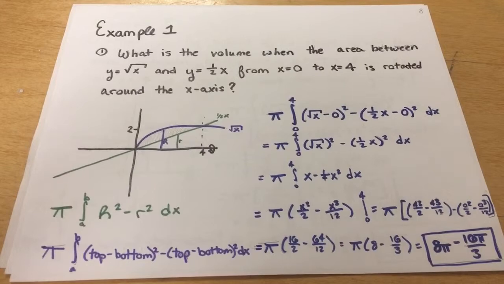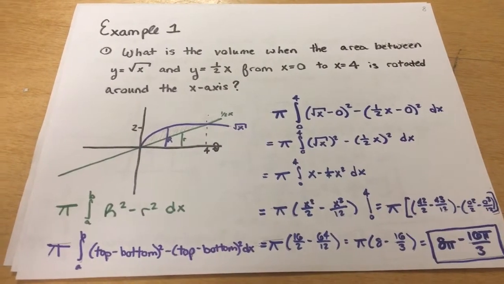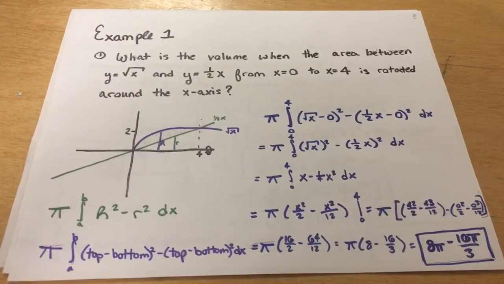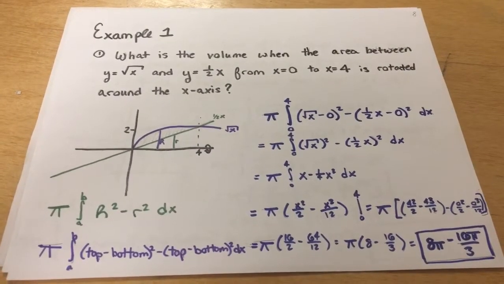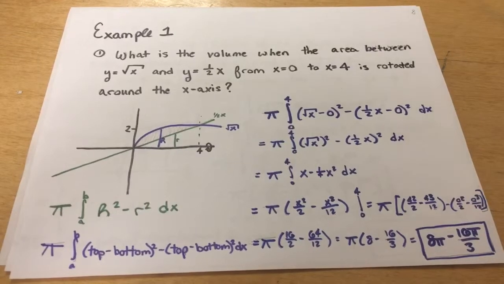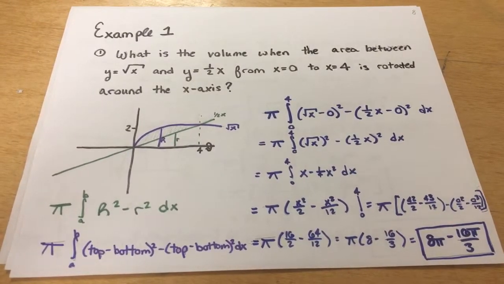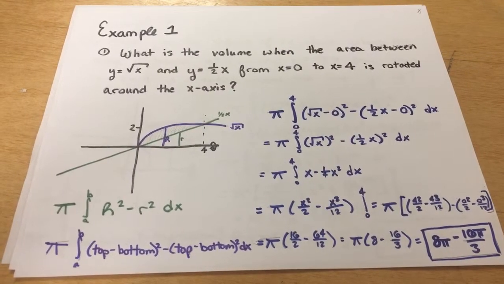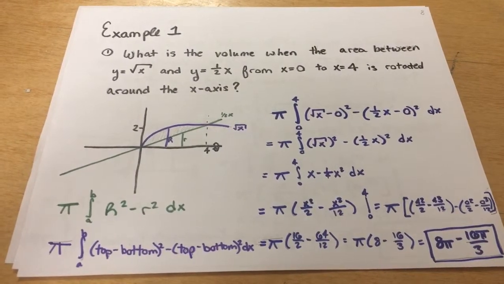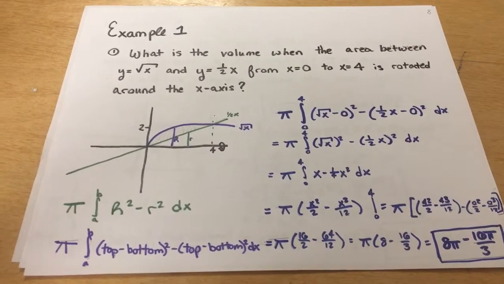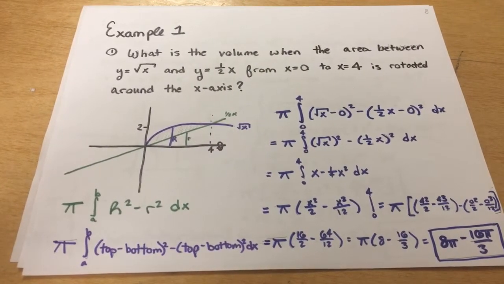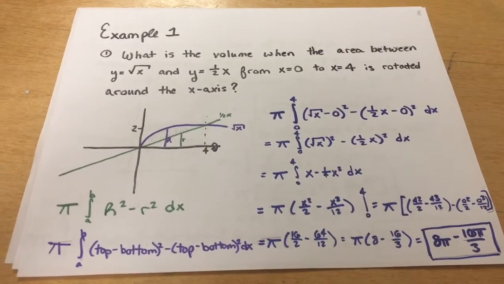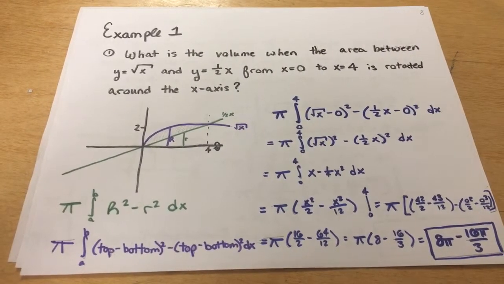In example 1, we are rotating the area between square root x and 1/2 x from x equals 0 to x equals 4 around the x-axis. Here the washer method must be used since 1/2 x is always between square root x and the x-axis for the bounds given. First, we determine the outside function, big R, which happens to be square root x in this problem. So we must do top minus bottom to find the area between the function and the axis of rotation. And since the bottom part is 0, we can just plug in square root x into the formula.